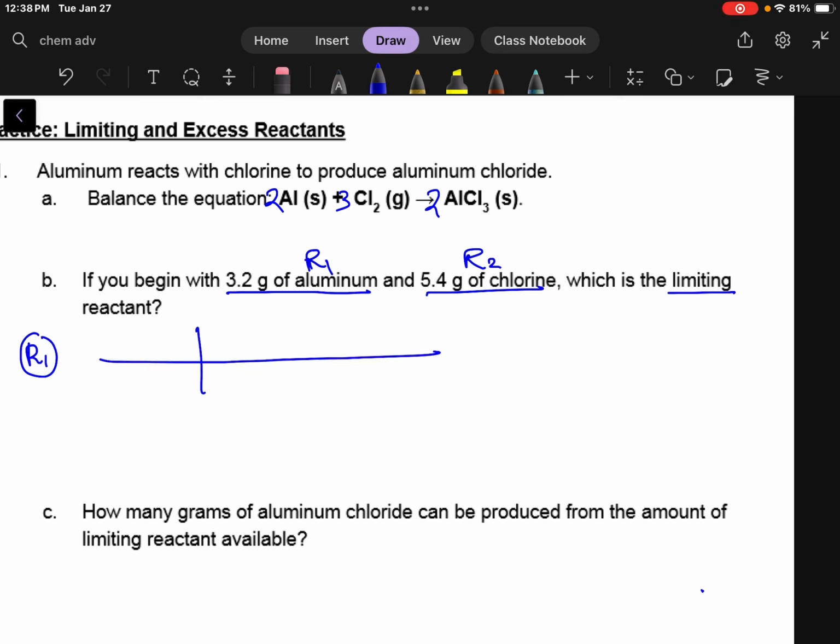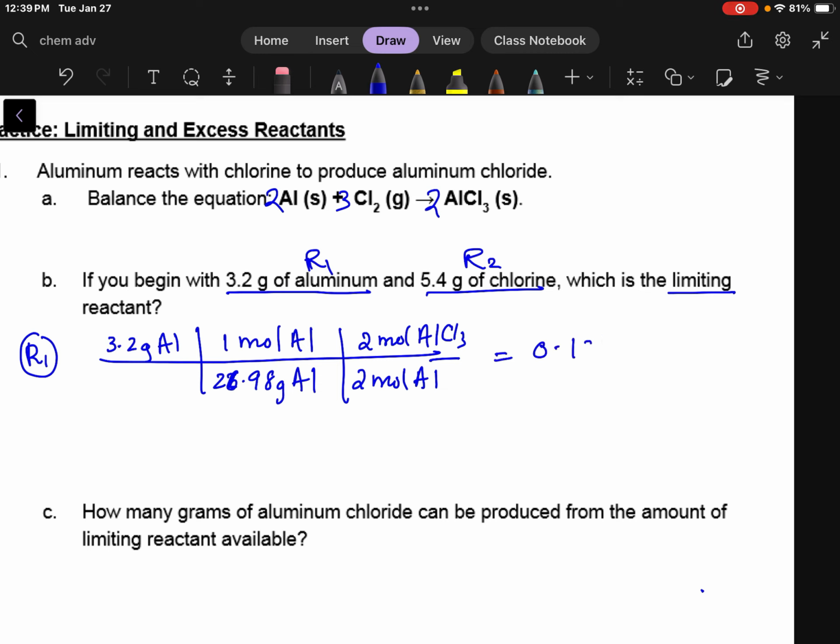Start from 3.2 gram of aluminum, and we know that 26.98 gram of aluminum is 1 mole of aluminum, and we know that 2 mole of aluminum will give 2 mole of aluminum chloride, which is 0.12 mole of aluminum chloride.